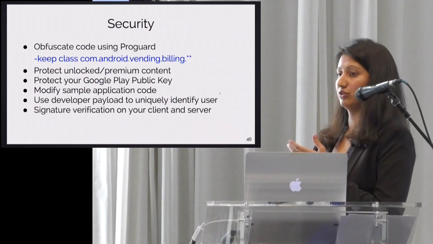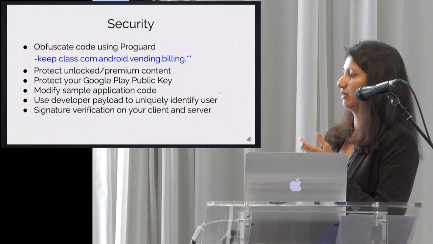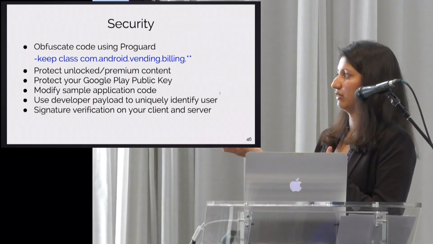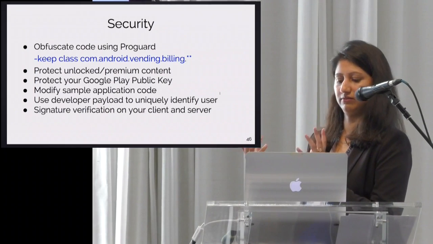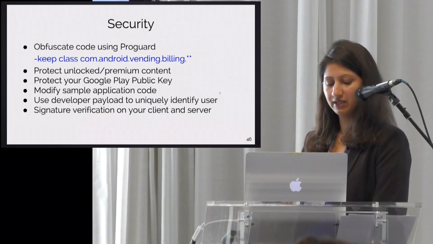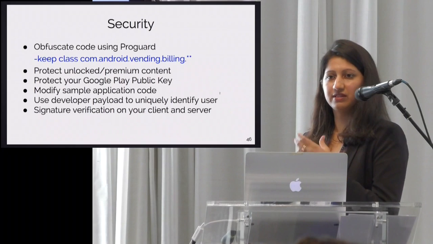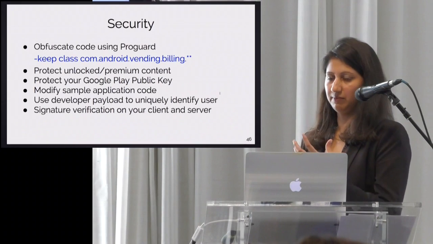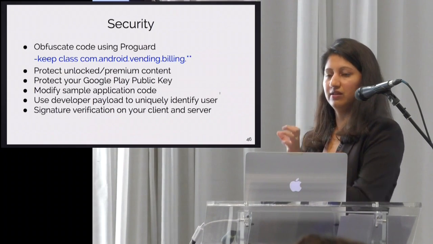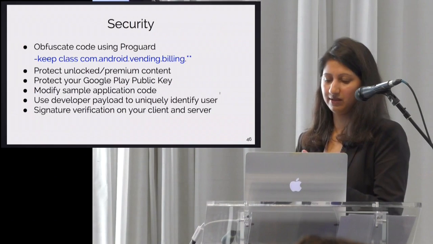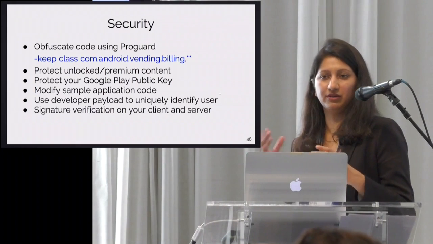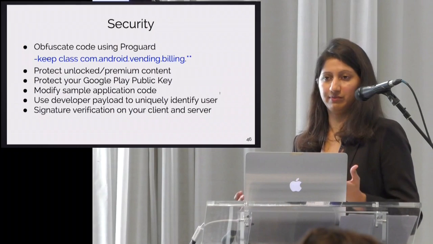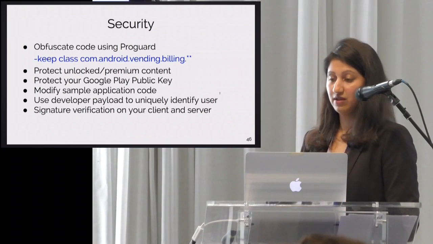Modify the sample application code. Since you don't have a library or anything, you're just using a bunch of Java classes that Google provides, make sure you modify it. Use the developer payload. This is the developer payload that is set by you, the developer. So if you're sending in a string, Google should return that same string back, which means that there's no middleman trying to do something fraudulent with your purchases.